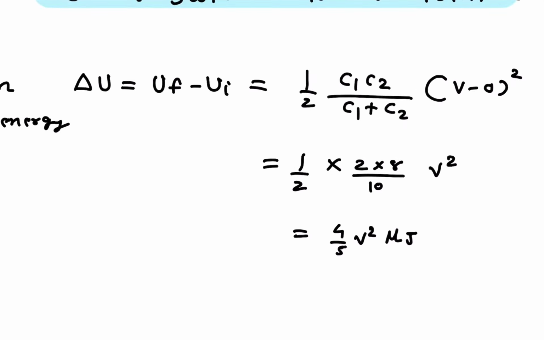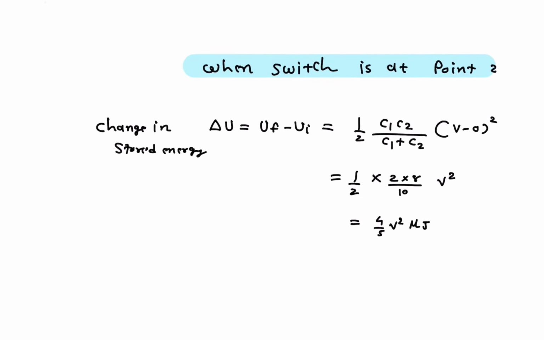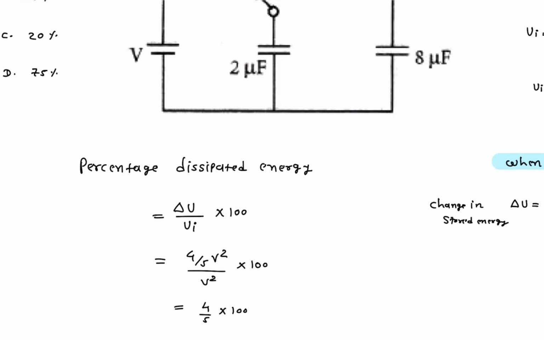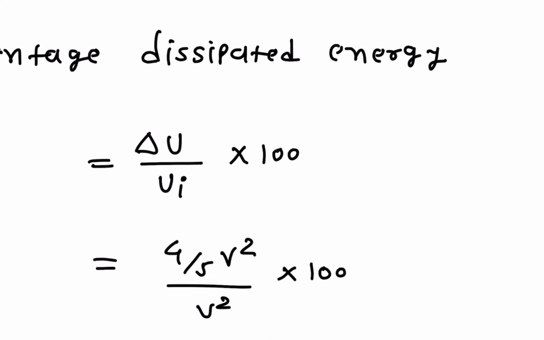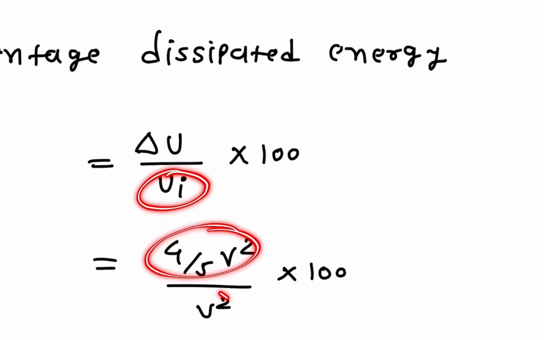That is the change in energy stored in the capacitor, delta U, which is equal to 4/5 V square microjoule. Now we have to find the percentage dissipated energy, that is delta U, that is Uf minus Ui in the numerator, divided by Ui, the initial energy stored in the capacitor, into 100. Delta U is equal to 4/5 V square. In place of Ui we write V square.